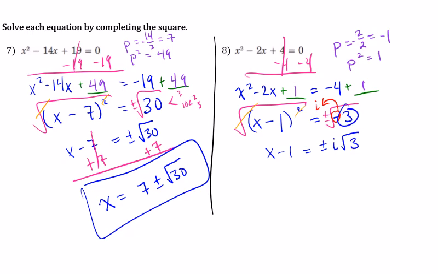And root 3 we can't simplify. So we just leave it like that, i root 3. Okay. So pop an i out. That makes inside positive. Now we're just going to add 1 to both sides. So we get x equals 1 plus or minus i root 3. And that's our final answer.